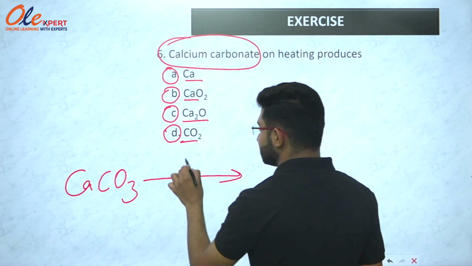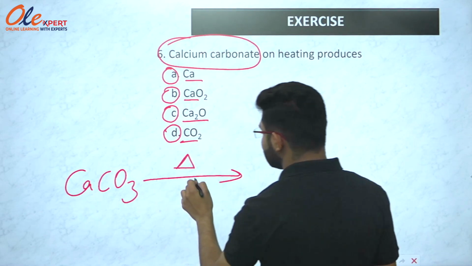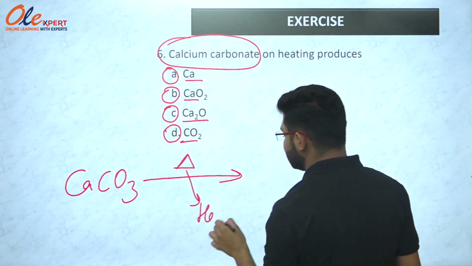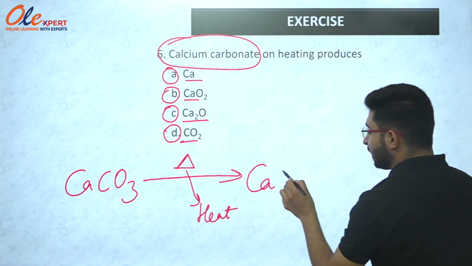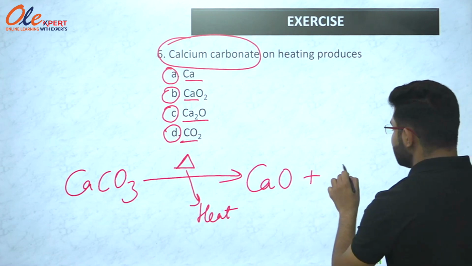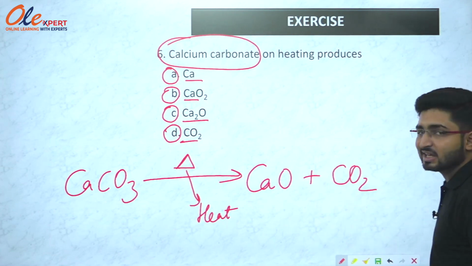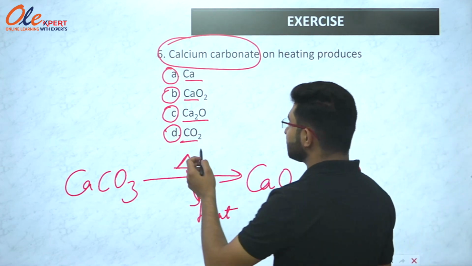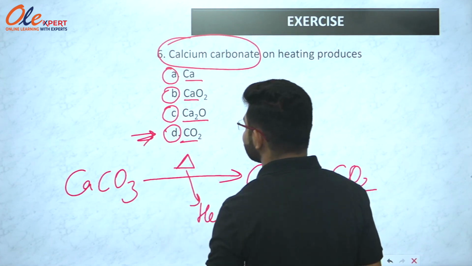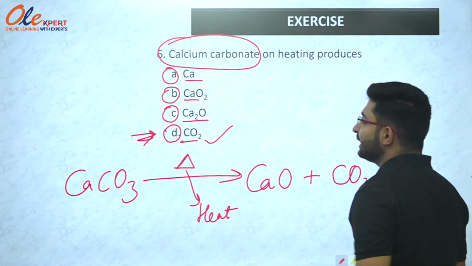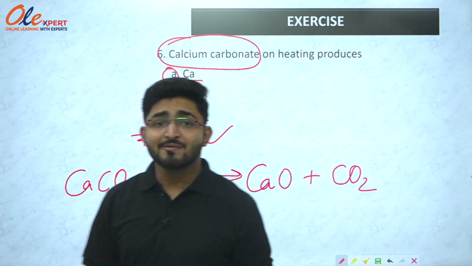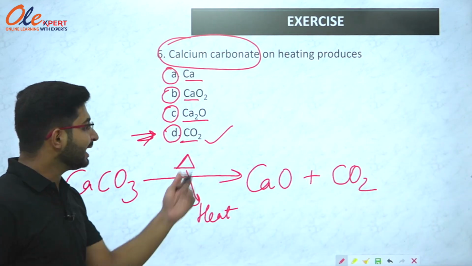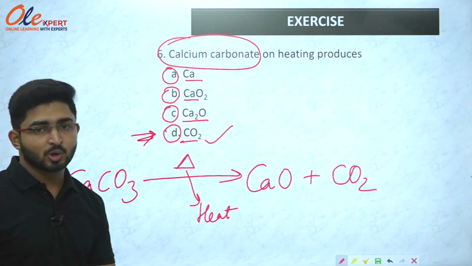CaCO3. When we are heating this, the symbol for heating is this. This symbol denotes heat. And when we are heating calcium carbonate, it forms calcium oxide and CO2. It releases carbon dioxide gas. So in the options, you can see that option D, carbon dioxide, is given here. So that's why the correct answer is carbon dioxide. So you have understood that when we heat calcium carbonate, carbon dioxide gas is produced.